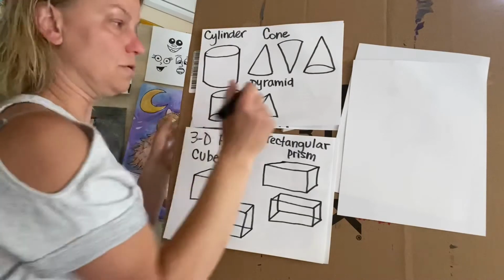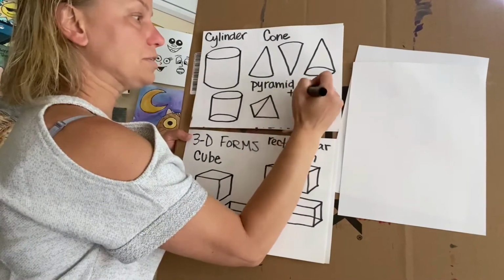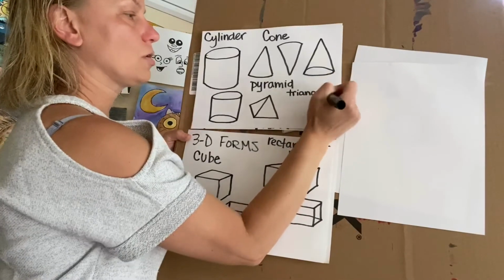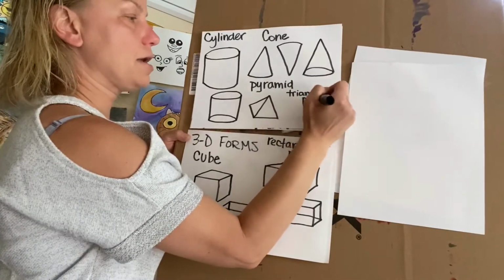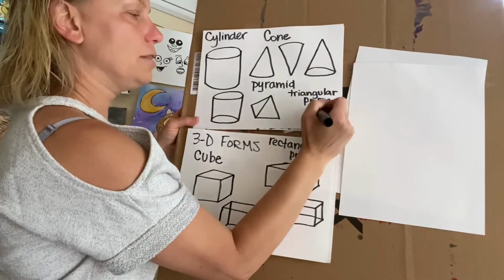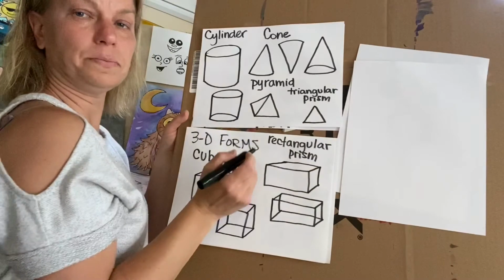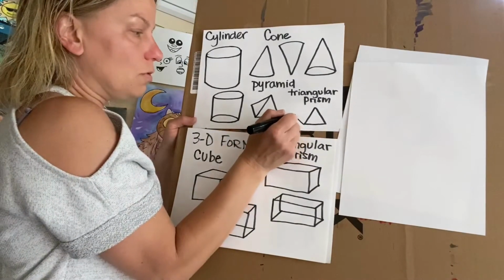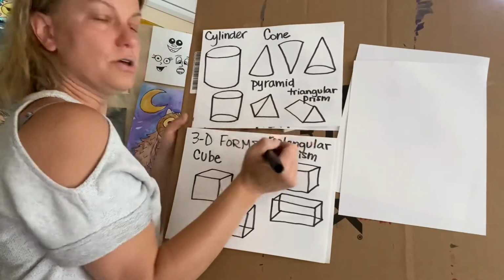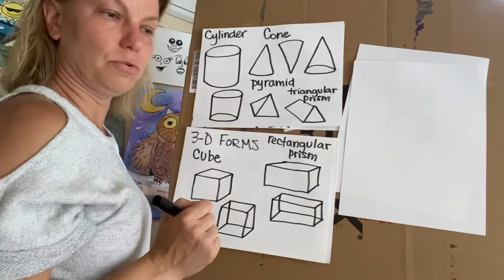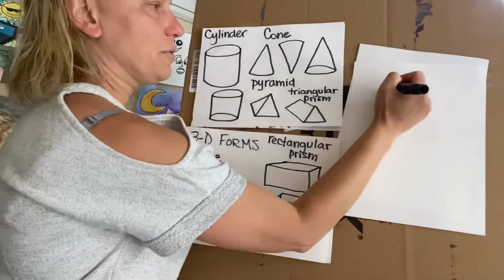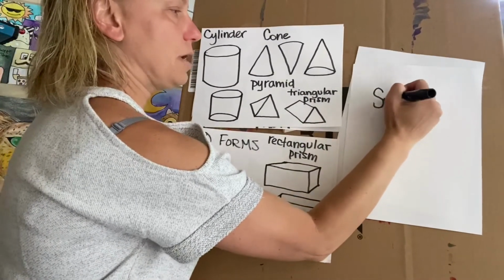Instead, I'm going to do a triangular prism. Triangular, P-R-I-S-M, okay? So it's like the rectangle and the square. We start with the triangle. Now we come over like this, and connect. So this is like if you were to make the roof of a house, it would be a triangular prism.